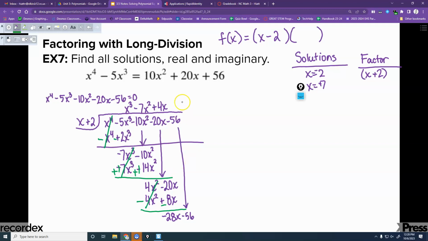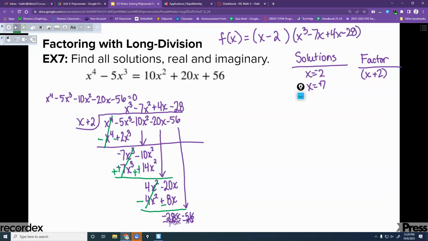Okay. And then we've got to say what times x would give us negative 28x. That is a negative 28. So negative 28 times x is negative 28x, it's not letting me write down here at the bottom. And then negative 28 times 2 is negative 56. So those both cancel whenever we subtract. So what we have essentially now is our result, which is x to the third minus 7x squared plus 4x minus 28.